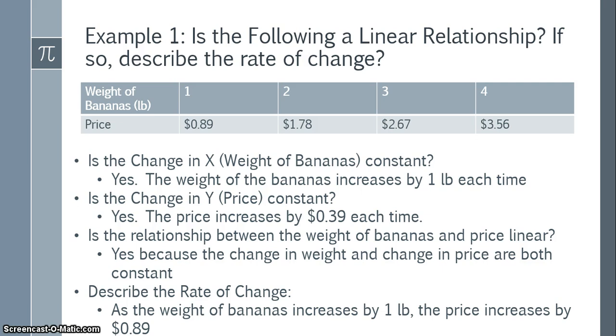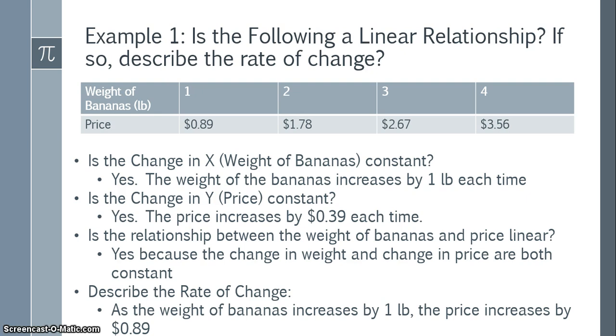So here's example 1, which I do want you to write down because it is an example of a linear relationship. So example 1, the question is: is the following a linear relationship? And if so, describe the rate of change. So the first question says, is the change in x, the weight of the bananas, constant? And it is because we change by 1 pound each time. So the weight of the bananas changes by 1 pound.